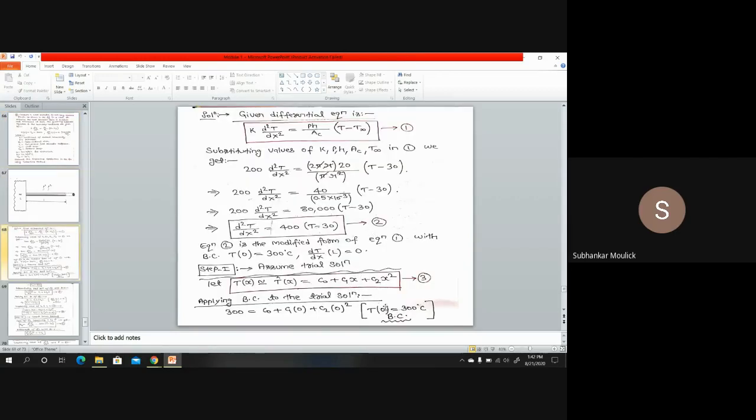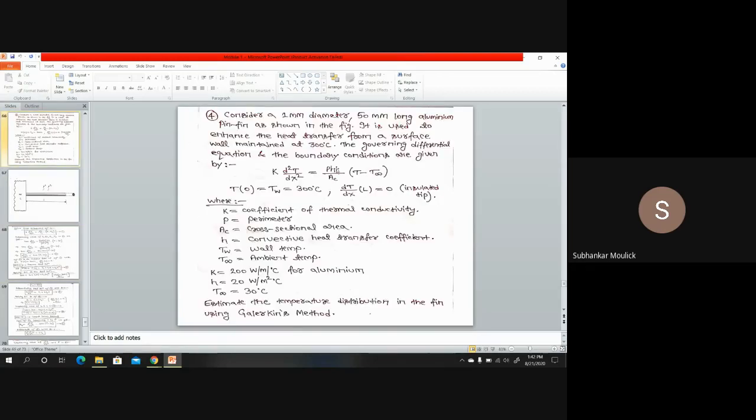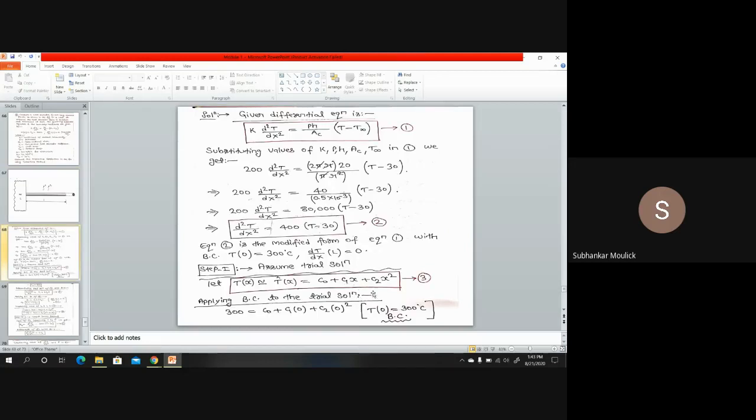So what we can do is that with the help of this natural boundary condition, either we will write C1 in terms of C2, or we will write C2 in terms of C1, and we will try to make the trial solution, that means the coefficient present in this trial solution, a single unknown coefficient. It can be in terms of C1 or it can be in terms of C2.